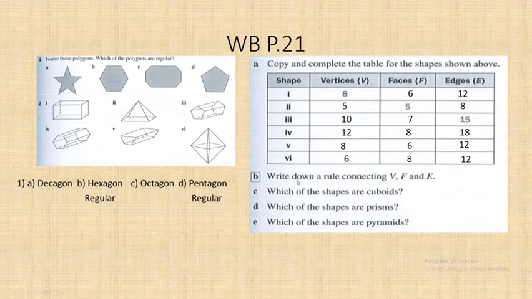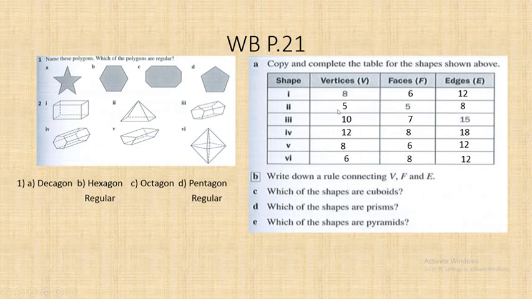Okay. So let's solve question B here. It needs me to write down the rule connecting V, F, and E, vertices, faces, and edges. You have to look carefully to try to find the rule connecting the vertices, faces, and edges. So if you look closely here, you will find that I have vertices and faces. If you add them up, it's going to be 14, and the number of edges is 12.